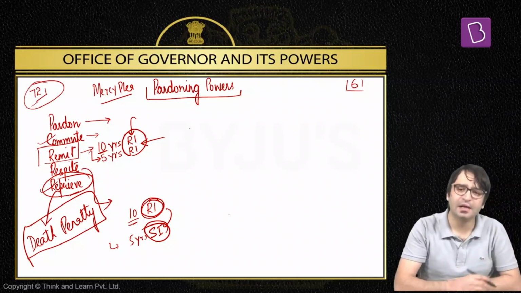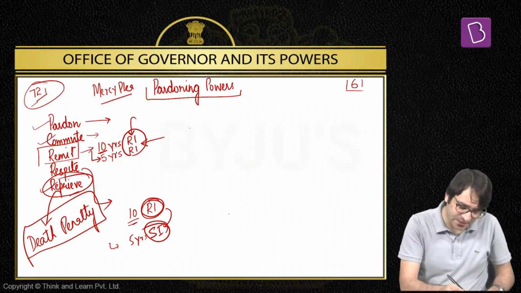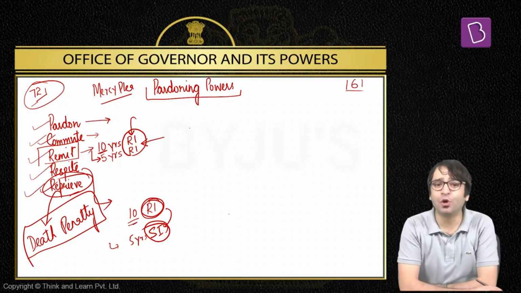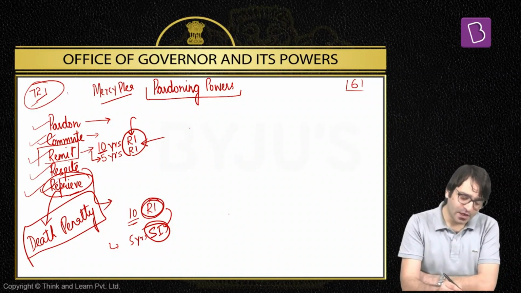All these are the powers available with the president under Article 72. But again, this is not the personal discretion of the president. President has to take this decision of either granting pardon, commute, remit, respite, reprieve on the advice of the Home Minister. That's what the Supreme Court has said in multiple verdicts, that the president has to take this decision on the advice of the Ministry of Home Affairs.